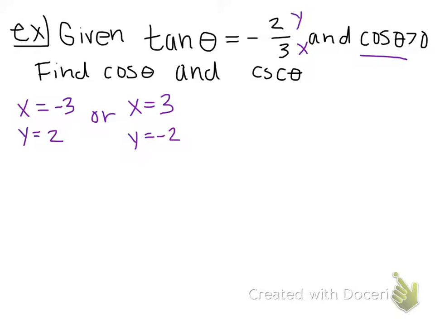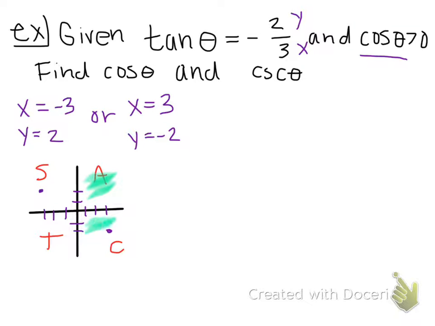So let's just quickly plot these two points. Negative 3, 2 would be in quadrant 2, and the other possibility is that it's a positive 3, but negative 2, and we're in quadrant 4. So now we've got to figure out the other part of it, where they're telling you that cosine is positive. So I know cosine is positive in quadrants 1 and 4.